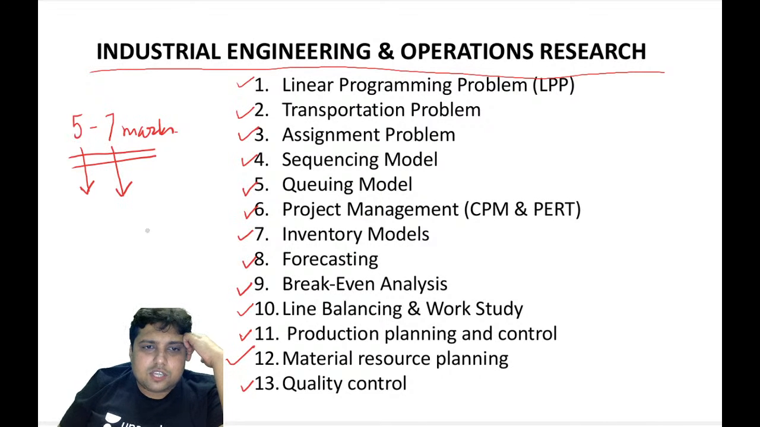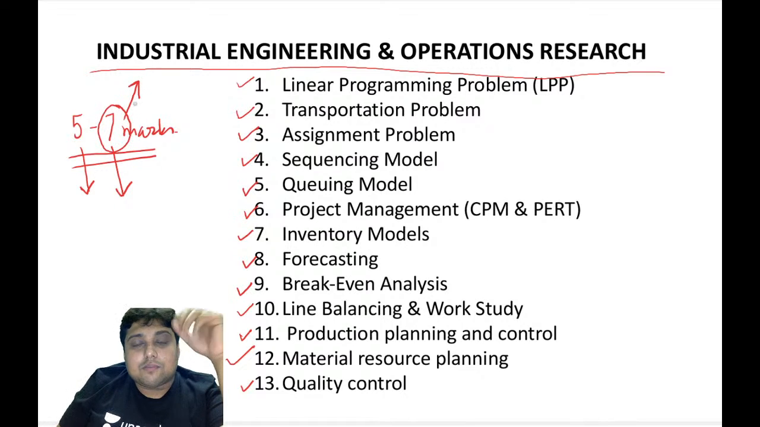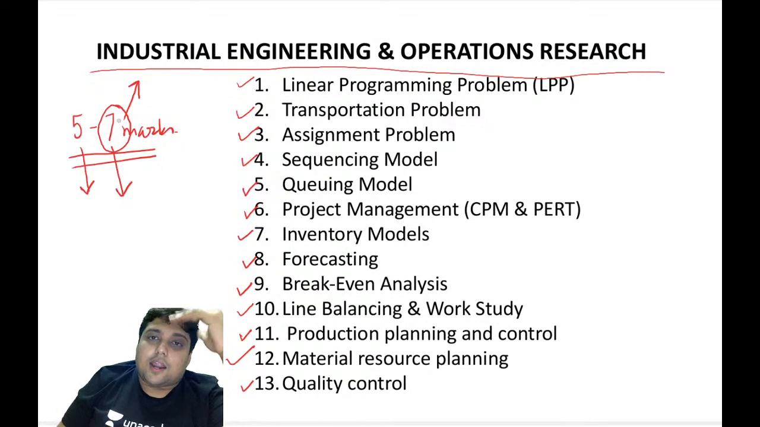Okay, so if you see your entire technical portion, 7 marks are dedicated to this subject. I mean, this subject is more important than engineering mechanics, friends. When I was preparing in 2014, and a year or two before, my seniors used to tell us, don't prepare IOR. It is not that important.